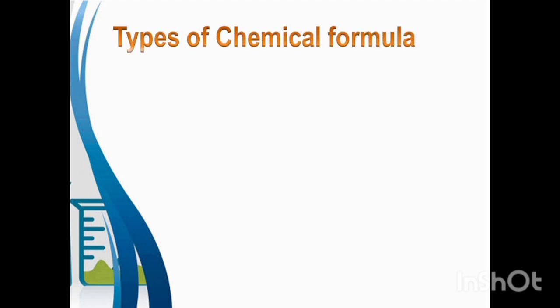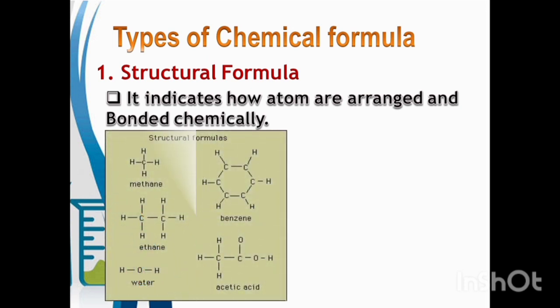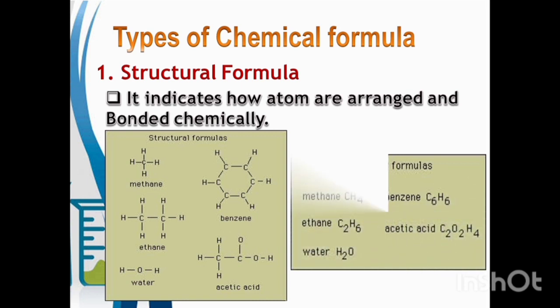So there are different types of chemical formulas used to represent the bonding of atoms to form a compound. These are the structural formula, the molecular formula, and the empirical formula. The structural formula indicates how atoms are arranged and bonded chemically. For example, we have methane, ethane, water, benzene, and acetic acid.